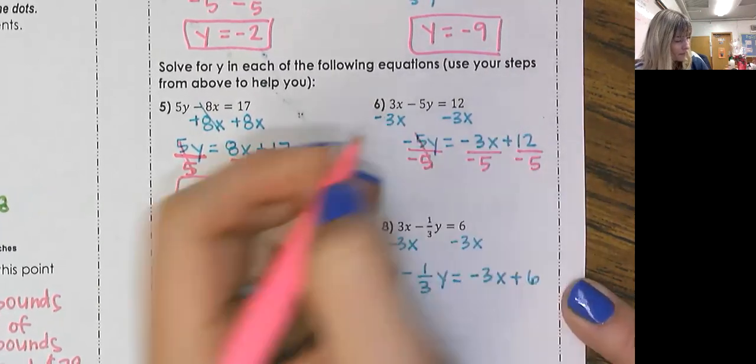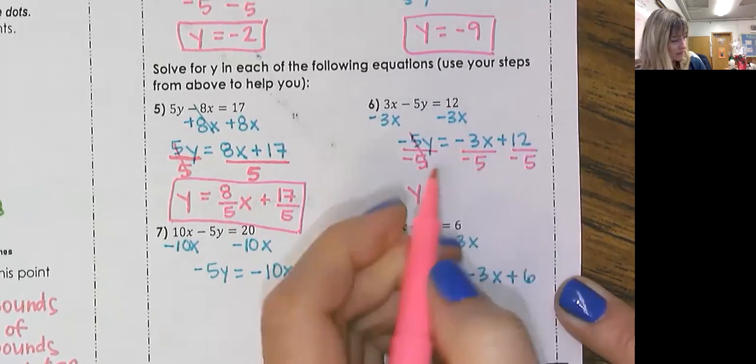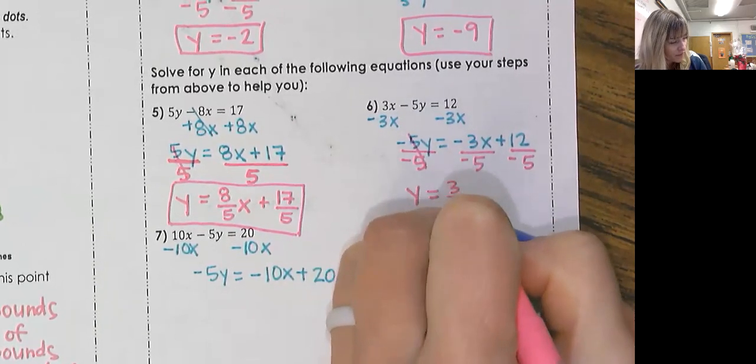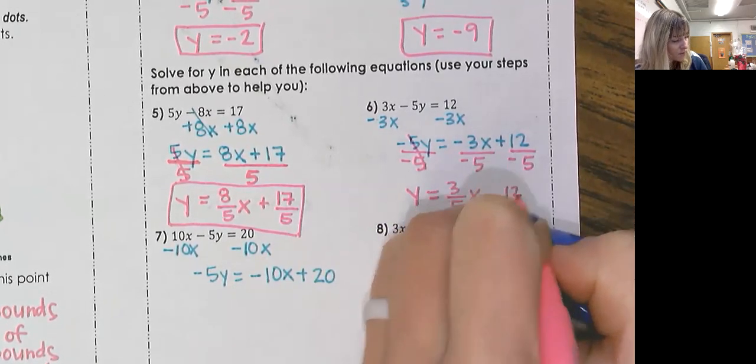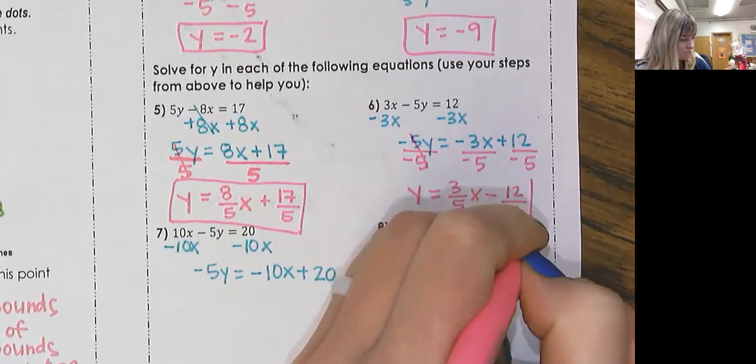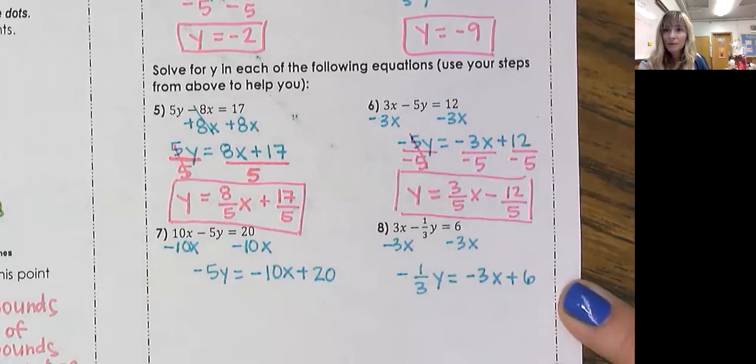So now watch your signs. Watch this. -3 over -5. Watch what this turns into. +3/5 x. And 12 over negative 5 is just negative 12/5. Doesn't combine, so we just leave it like that. But it's y equals mx plus b.